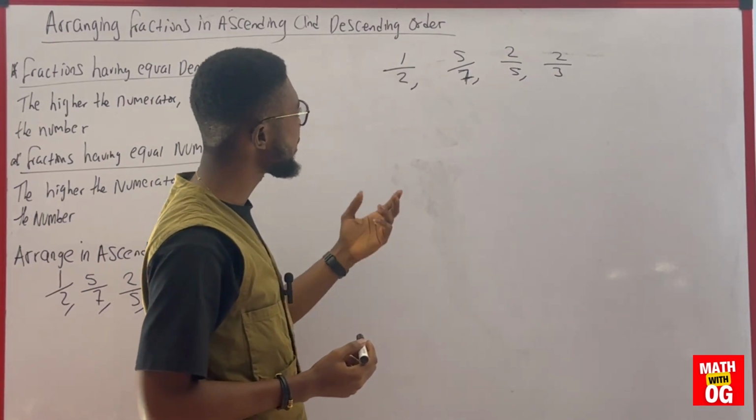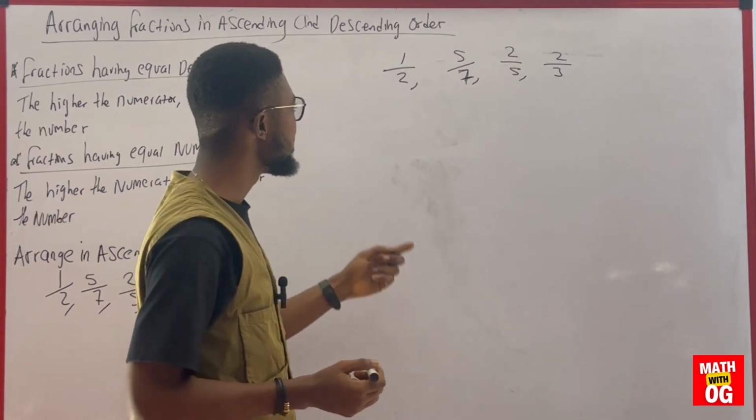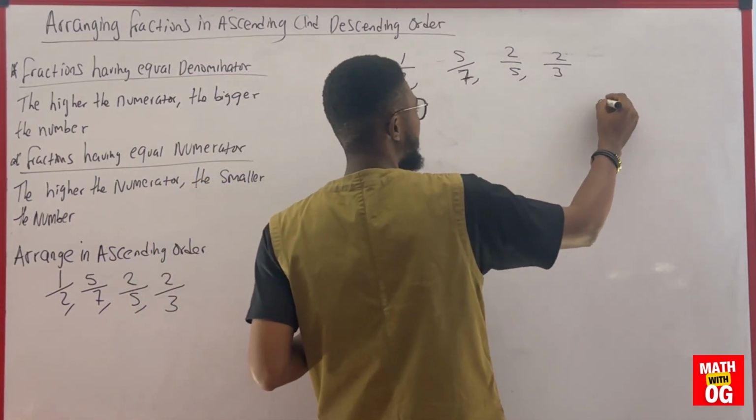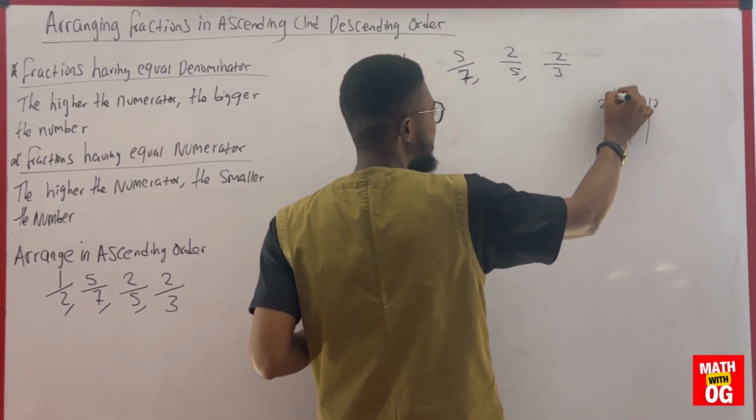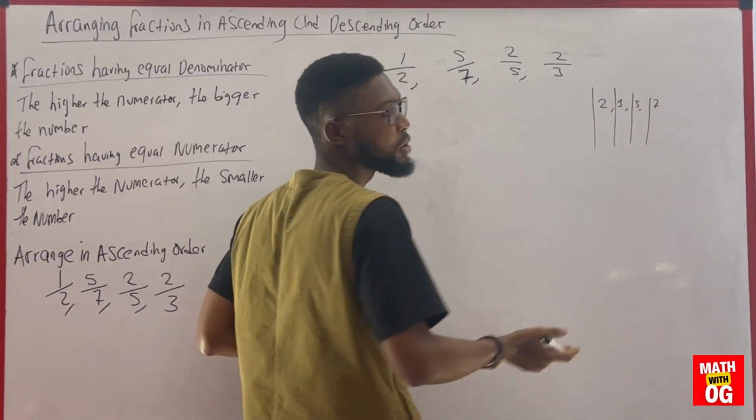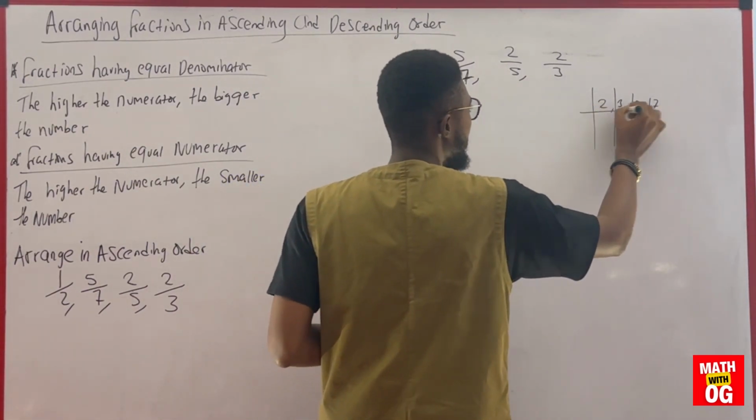So you have 1 over 2, 5 over 7, 2 over 5, 2 over 3. The LCM of 2, 7, 5 and 3. As you can see, there's nothing common between them, so it's just to multiply all through. But let's continue with finding the LCM.